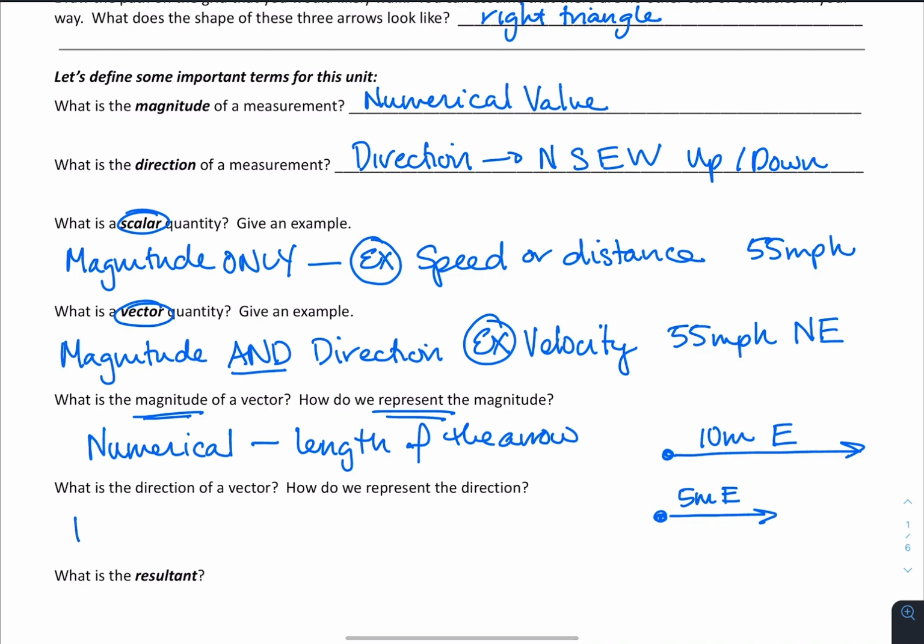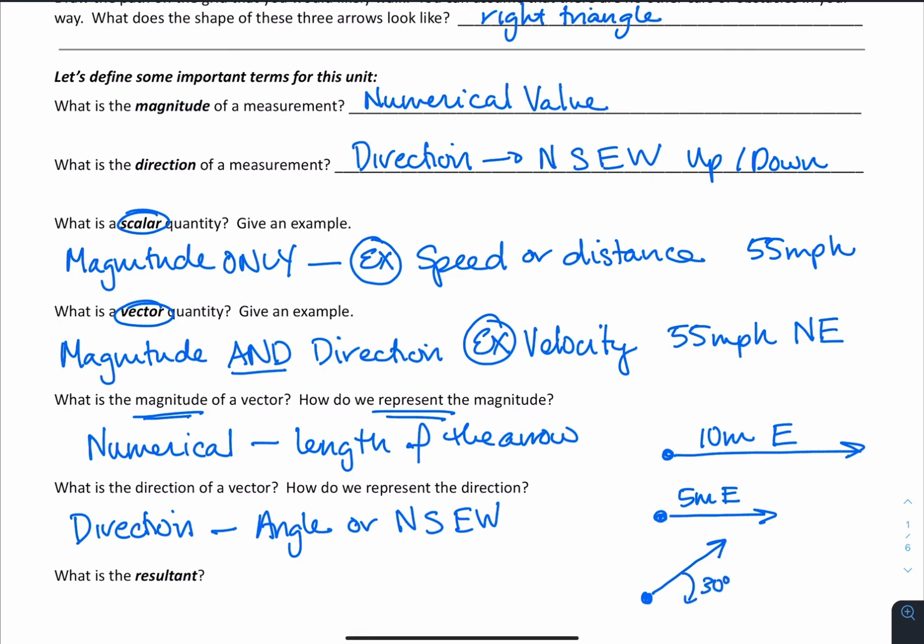All right, the direction of the vector is the direction. All right, and that's either the angle or north, south, east, west, some descriptive word. All right, so these two vectors are both to the east, but I could also draw a vector like this, and I could say it's 30 degrees above the horizontal. So that would be another example of a direction.